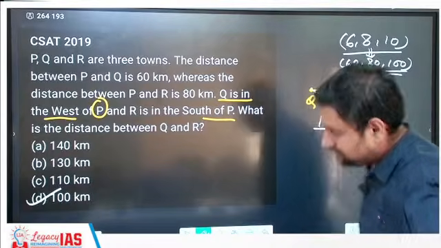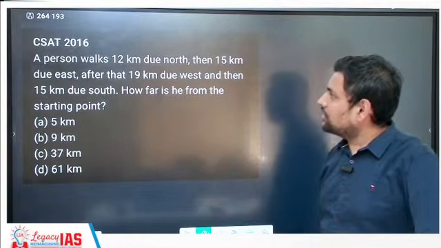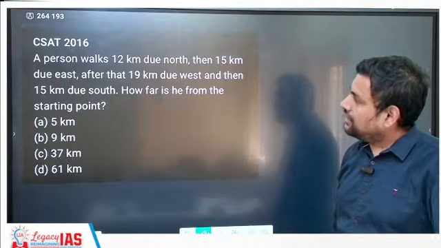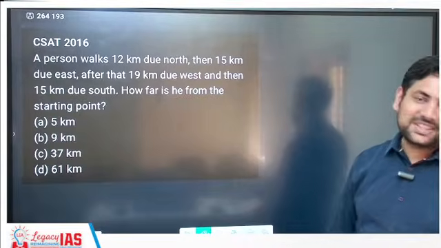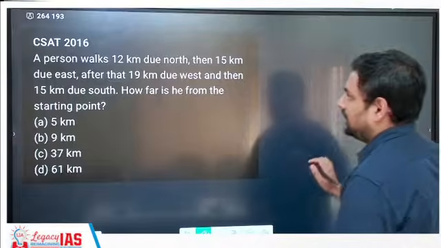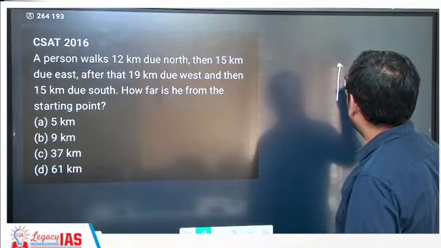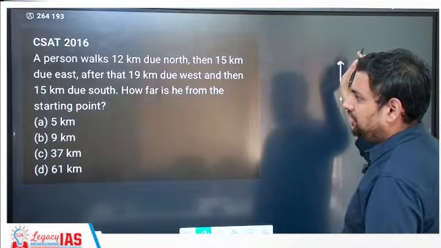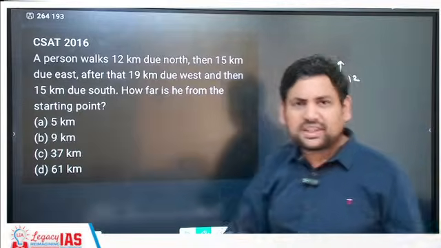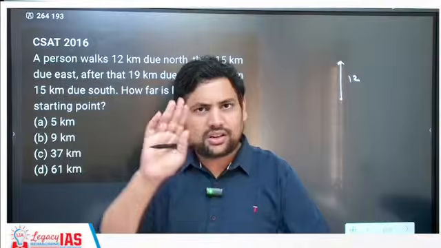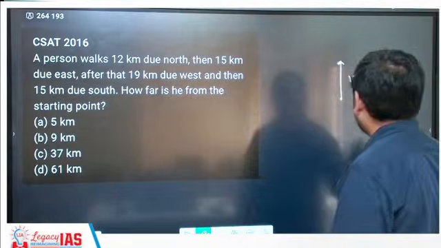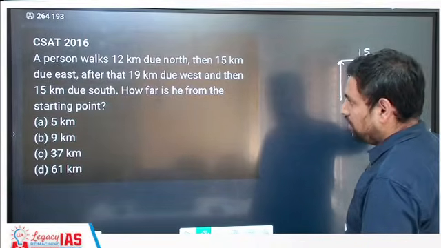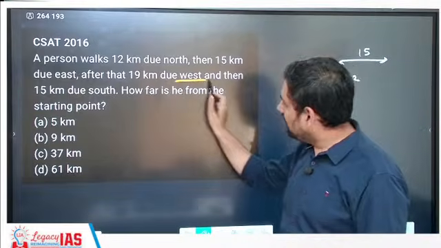Then next, a person walks 12 kilometer due north, then 15 kilometer due east. After that 19 kilometer due west, and then 15 kilometer due south. How far is he from the starting point? Now, first thing, the person walks 12 kilometer due north, then 15 kilometer due east. Here left and right do not matter. He's giving you the clear direction: north, then east, then west. No problem, say thank you and move forward. So 12 kilometer north, then 15 kilometer due east, and after that 19 kilometer due west.